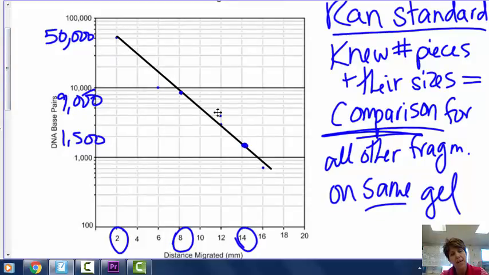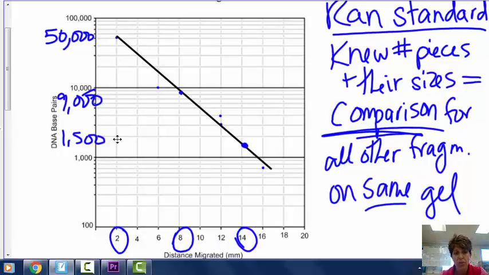So the first thing I did is I made a best fit line and I hit as many of the points as I could. Then that standard, I knew the number of pieces that I had and I knew their sizes. And that's a comparison for any other fragments that are run on the same gel at the same time. So I can now take, for example, this first point, that was 50,000. And I went and I measured on the gel how far it moved, and it moved 2 millimeters.